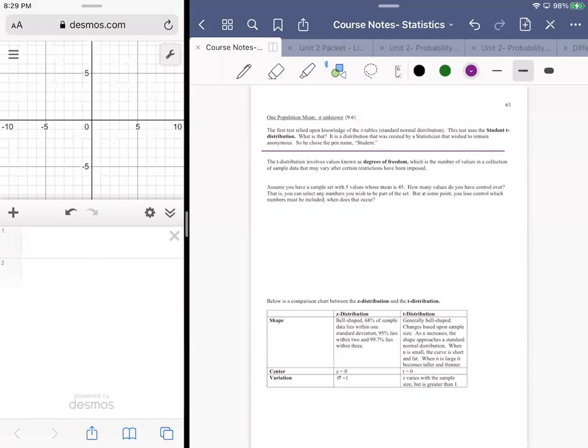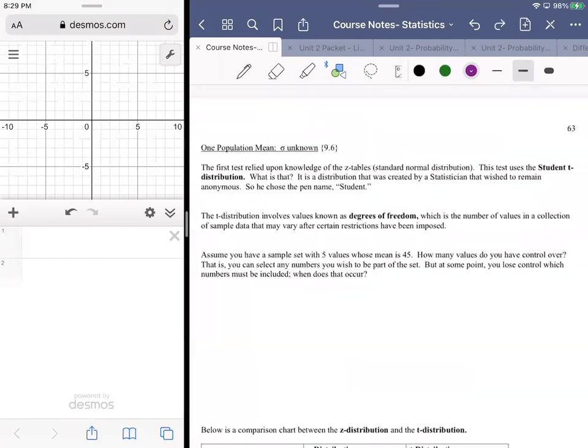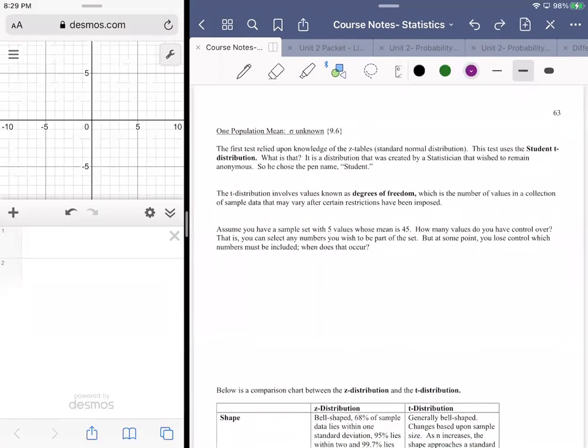You know what? I could still talk about it because it says the first test relied upon knowledge of Z tables. Okay, that's fine. It's still true. We're just not doing that test. This test uses the student T distribution. What is that, you ask? Well, it's a distribution that was created by a statistician that wished to remain anonymous. So he chose the nom de plume Student.